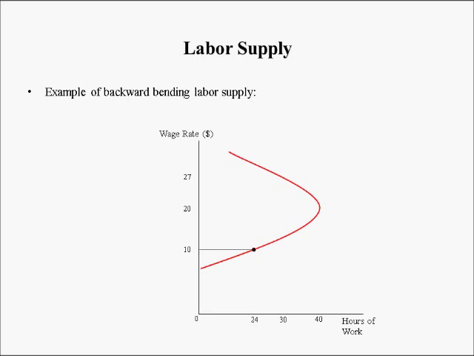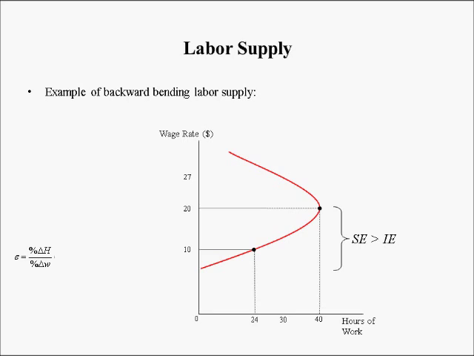Now, when the wage is $10, this person works 24 hours a week. If the wage increases to $20 an hour, this person will work 40 hours a week. The substitution effect dominates the income effect here because why? Hours of work is going up in the total effect because the wage went up.